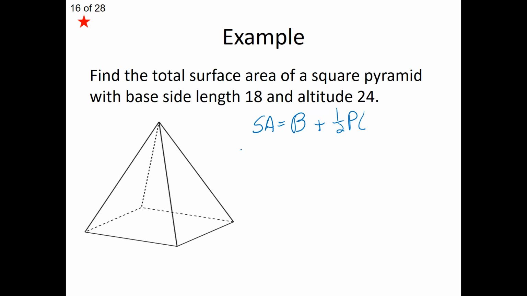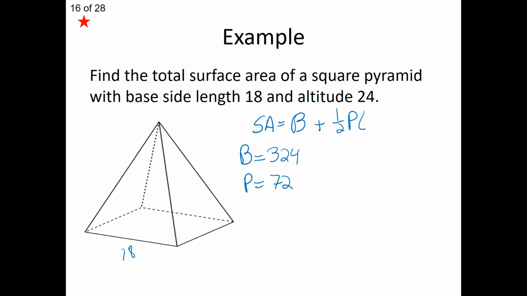Let's find the area of the base first. So the area of the base, remember, is a square. So it's just simply I take 18 and I square it. So the area of the base is 324. Not that bad to figure out. The perimeter of the base, also easy to calculate. It's 18 times 4, right? Because we want to know the distance around the square, and that would be 72.